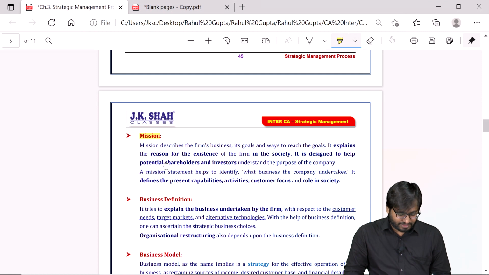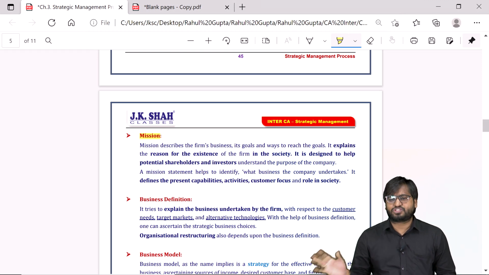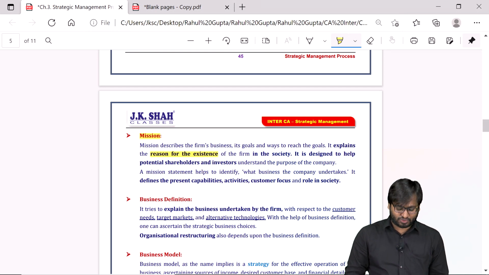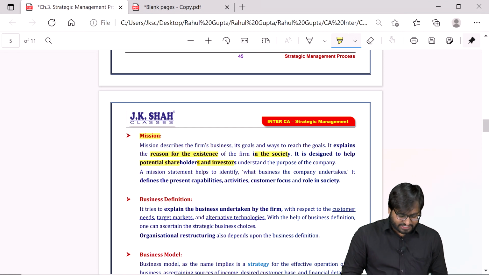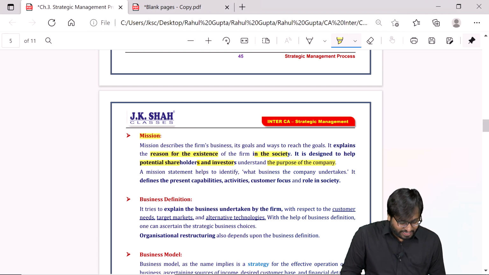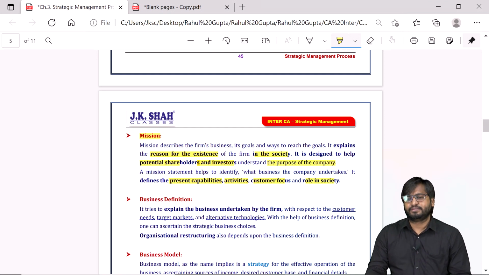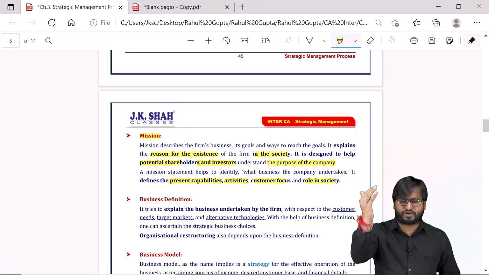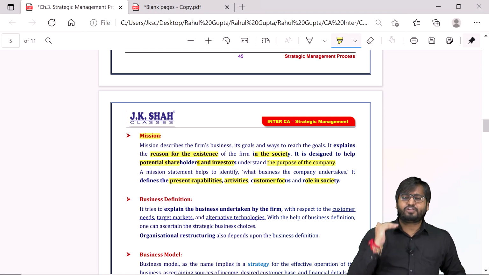Mission. Mission describes the firm's goals and ways to reach the goal. It explains the reason for its existence in the society. It is designed to help the potential shareholders and investors understand the purpose of the company. This is important. It defines the present capabilities, activities, customer focus and role in the society. What we are doing currently, yes, no doubt we have a vision to be the most preferred company by 2040. But in order to achieve that vision, what are we doing at present?